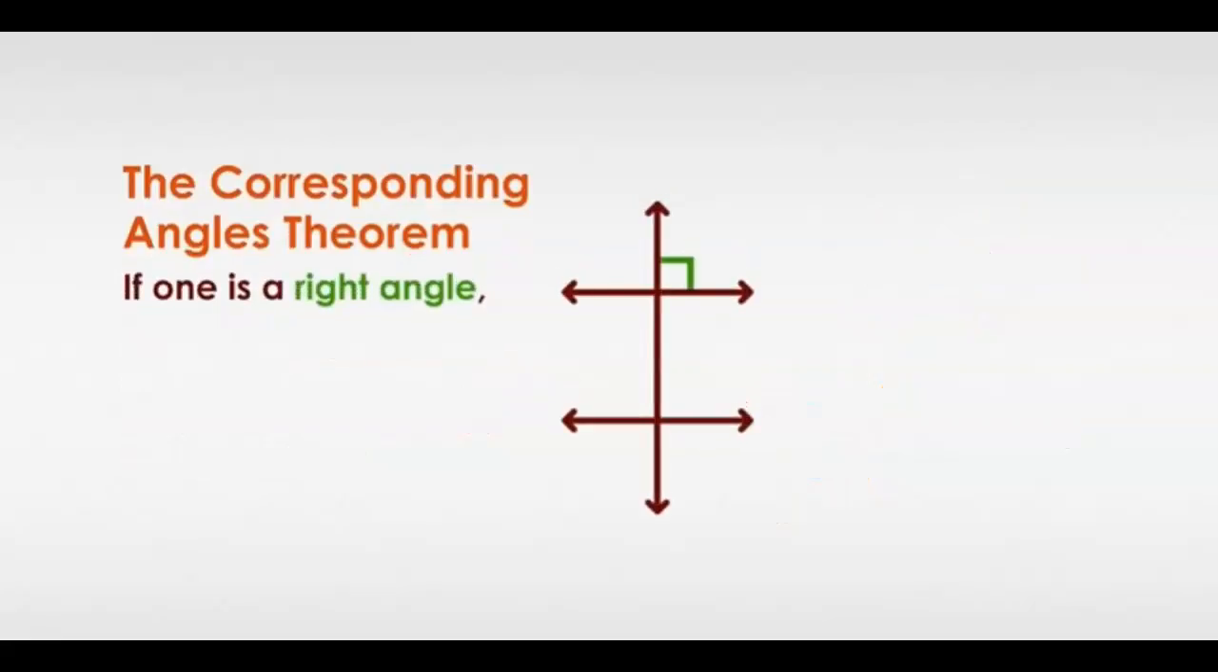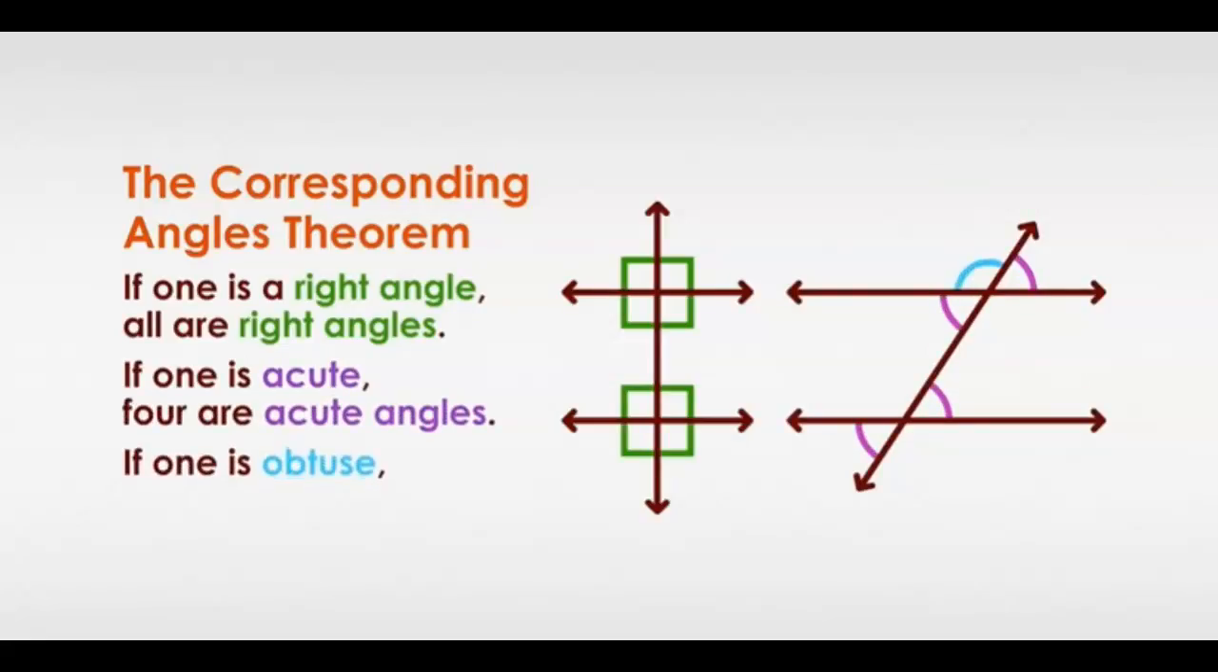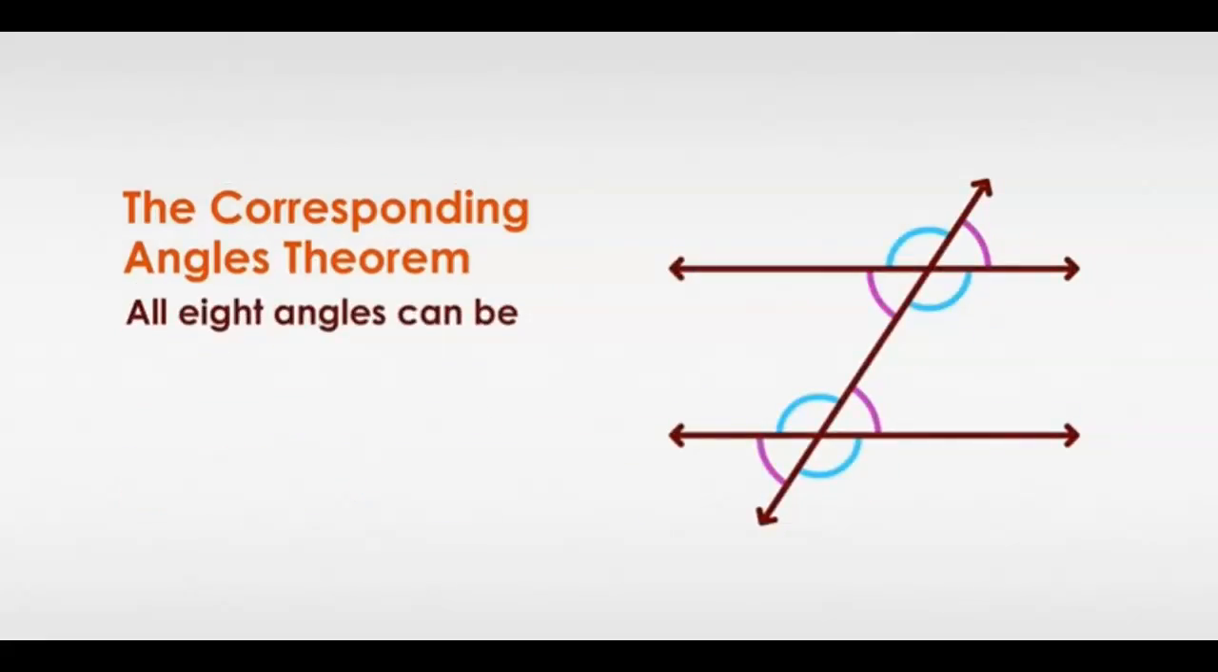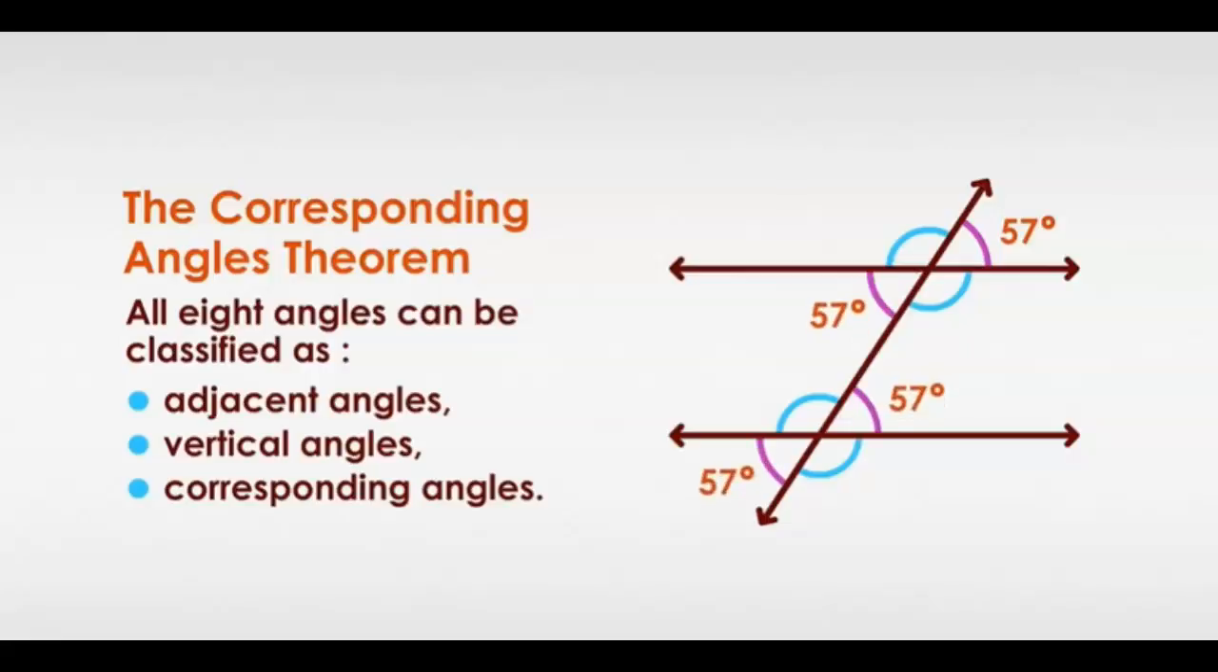If one is a right angle, all are right angles. If one is acute, 4 are acute angles. If one is obtuse, 4 are obtuse angles. All 8 angles can be classified as adjacent angles, vertical angles, and corresponding angles. In this example, angle 2 is labeled as 57 degrees, making it acute. 3 other acute angles are formed.